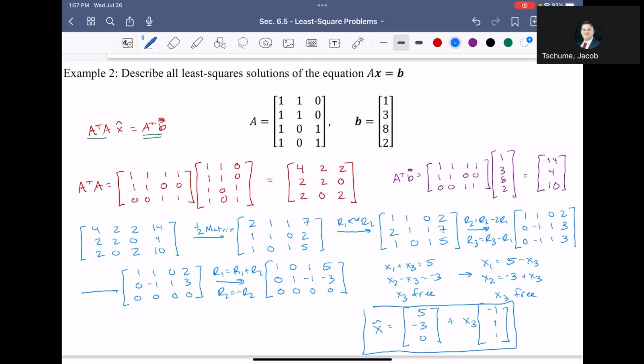We don't do the description very often, but it's a necessary thing to see that there are more than just one. Now, obviously, if we want the best one, we would go back to the previous slide and do our formula for x hat.